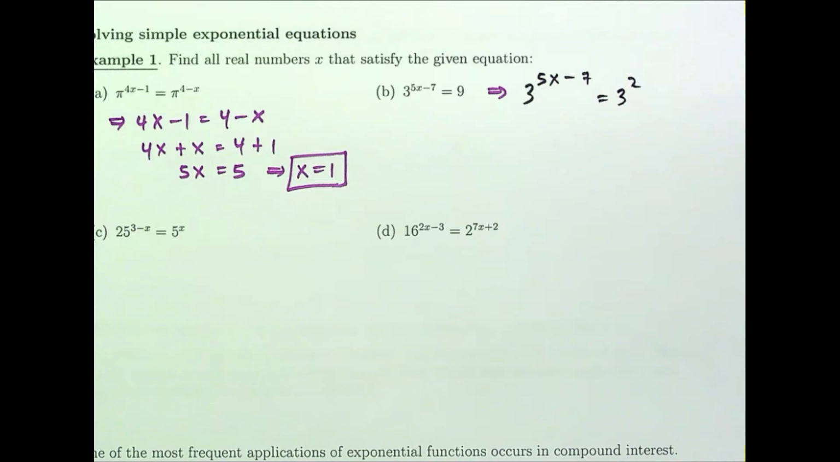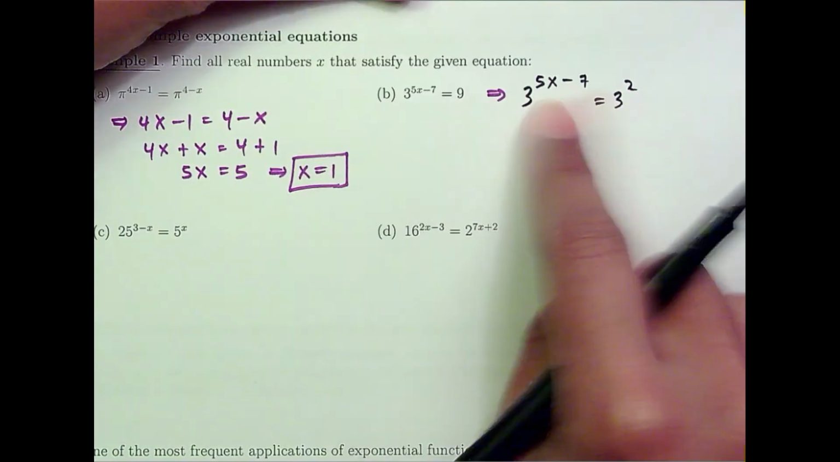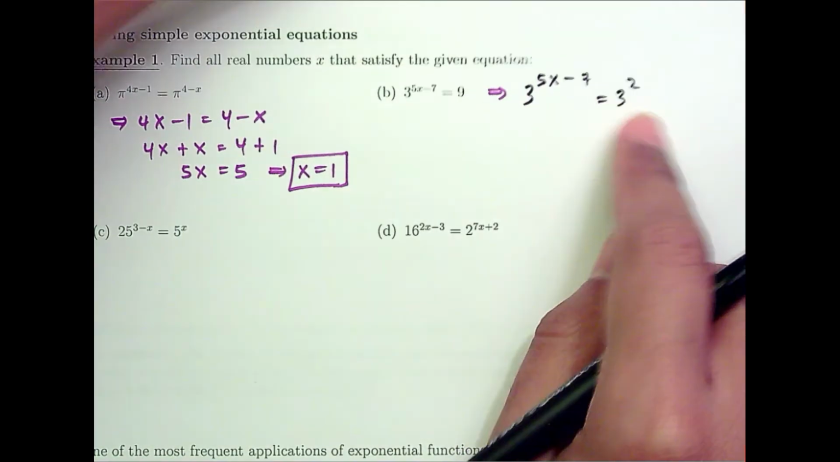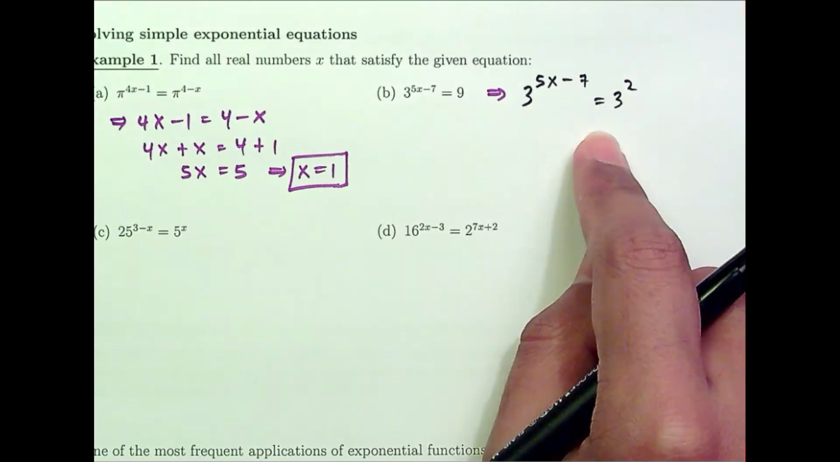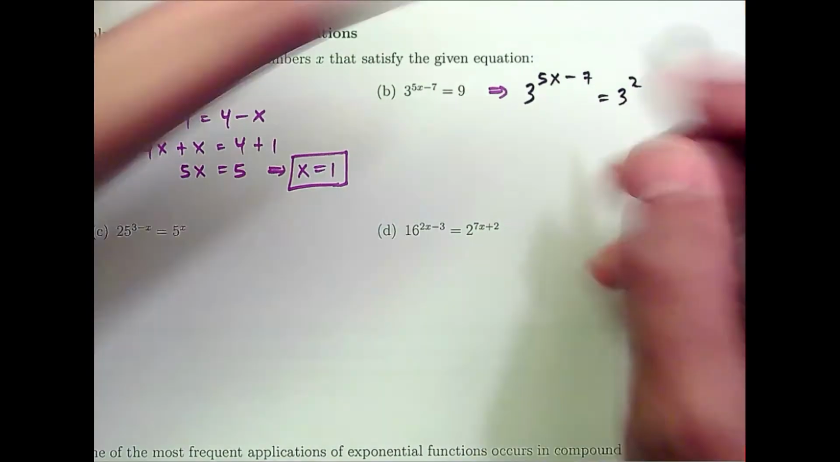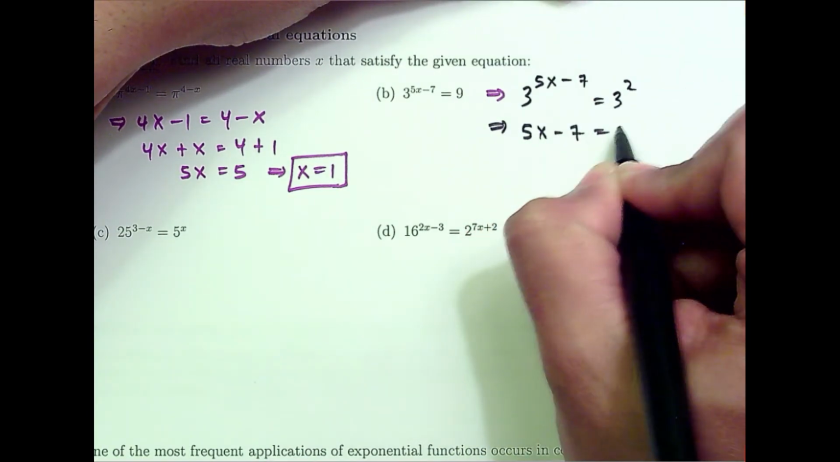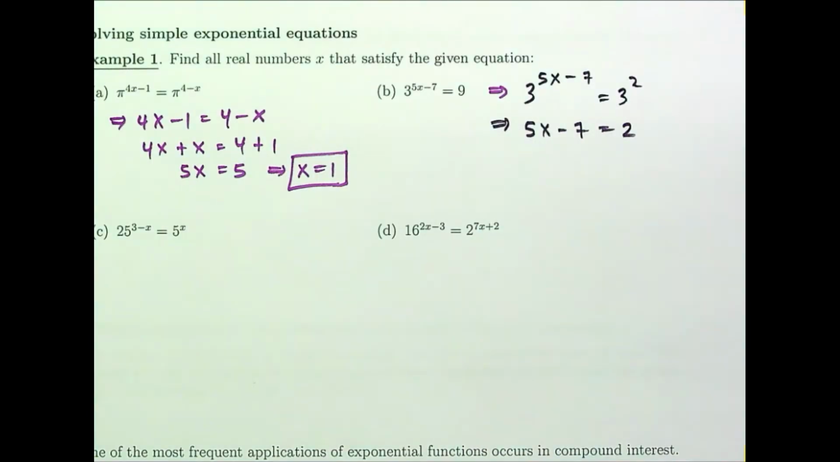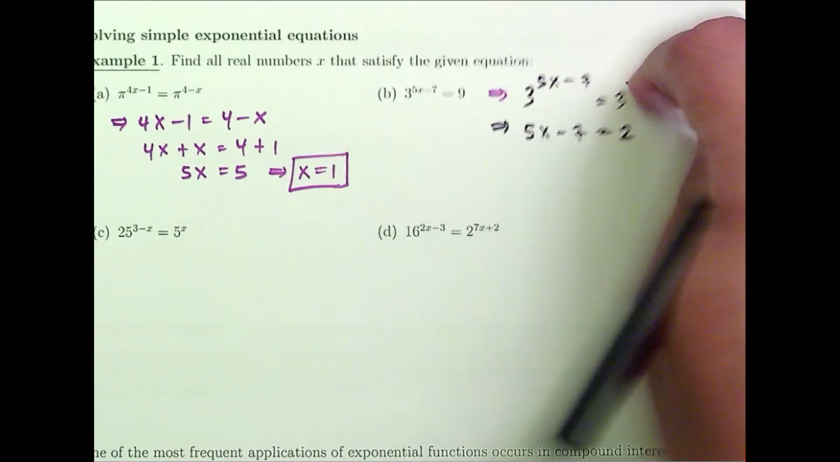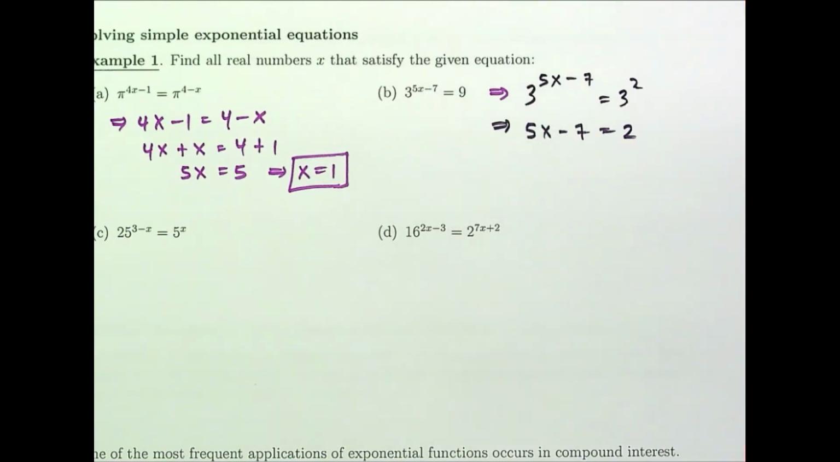Okay, now using this property, if the bases are the same and you have two exponentials being equal to each other, that means the exponents have to be the same. So that means that 5x minus 7 has to be equal to 2. This is again called using the injectivity property, the fact that exponential functions are one-to-one. If the outputs are the same, the inputs, which in this case are the exponents, have to be the same. Now we solve this.